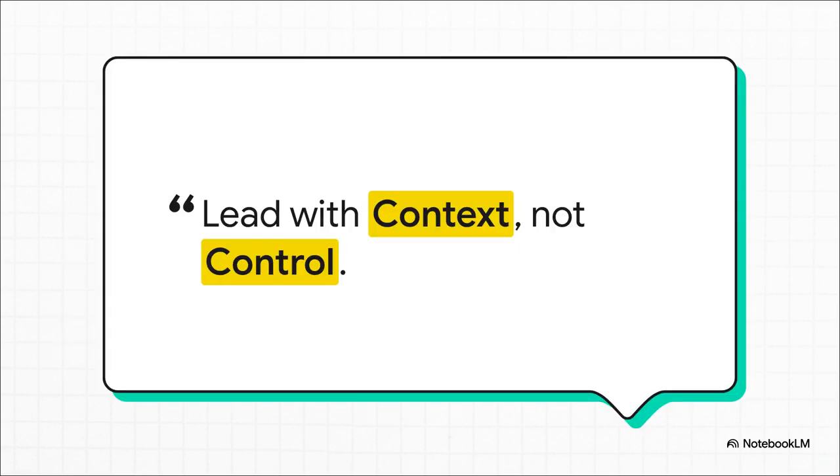Now, this right here, this is huge. It's really the core principle of the entire system. Lead with context, not control. It's a massive shift away from micromanagement. The idea is, instead of telling smart people exactly what to do, you give them so much context on the why that they can make incredible decisions all on their own. It's about empowerment, not oversight.